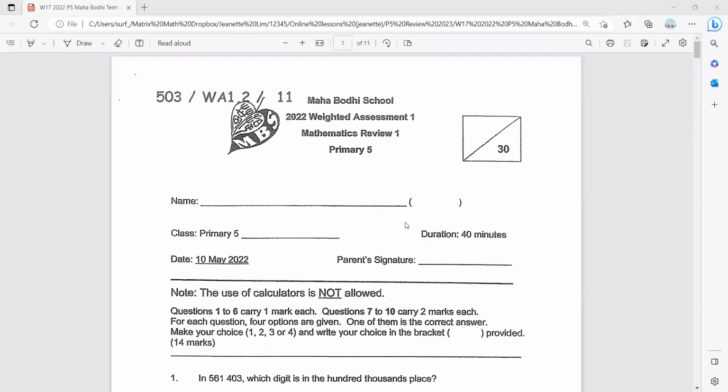P5 weighted assessment 1. This is from Maha, Bodhi. Okay, let's look at question 1.